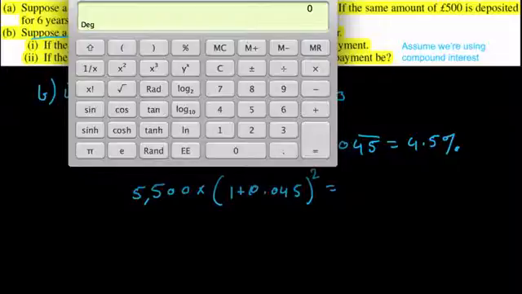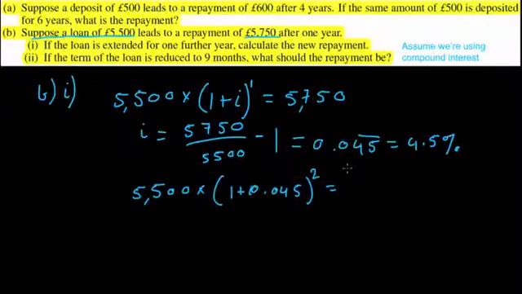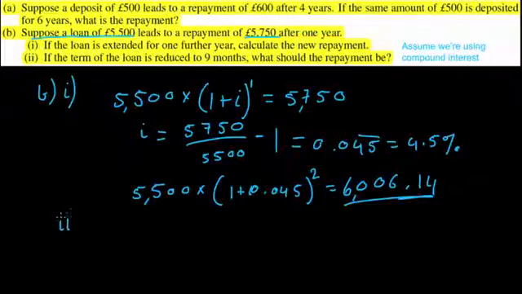So the new repayment amount will be, I'll move the calculator over here. I'm going to start inside again, using this bit. So it'll be 1.045 to the power of 2 is that, times 5,500 is 6,006.14 pounds. So 6,006.14. There you go. That's the answer to B part I.